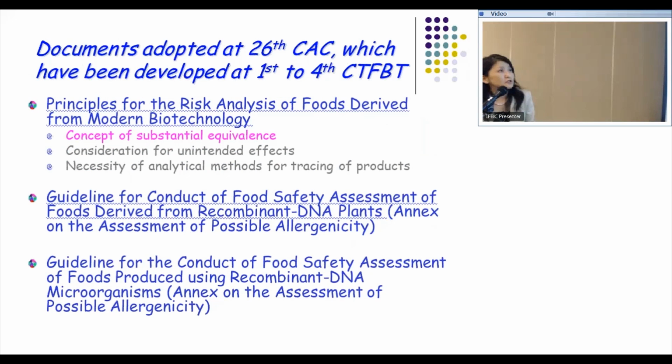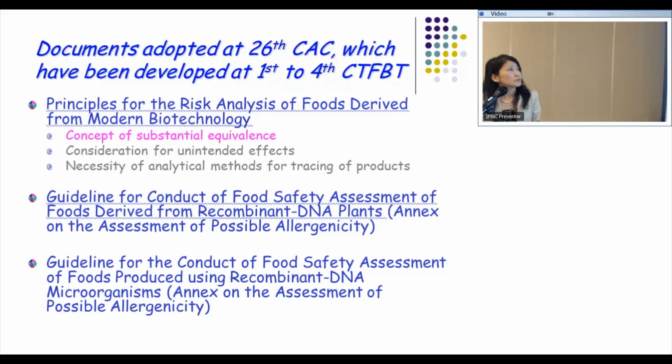In the first round, three very important documents were adopted, and especially two of them are much more important. The first one is Principles for the Risk Analysis of Foods Derived from Modern Biotechnology, which includes the concept of substantial equivalence and consideration of unintended effects. And the second one is Guideline for the Conduct of Food Safety Assessment of Foods Derived from Recombinant-DNA Plants.